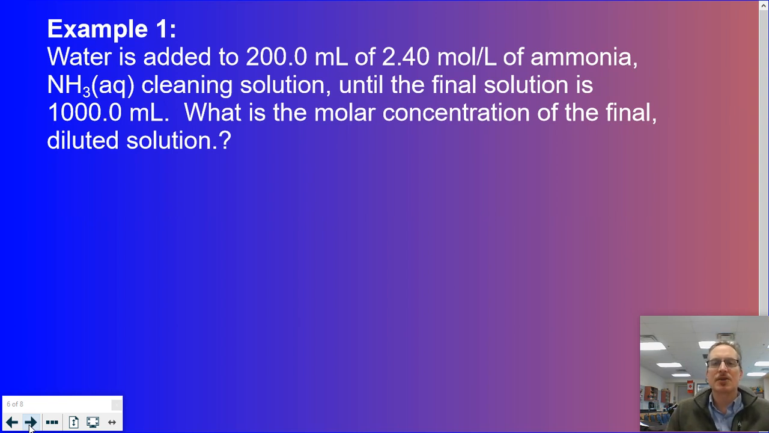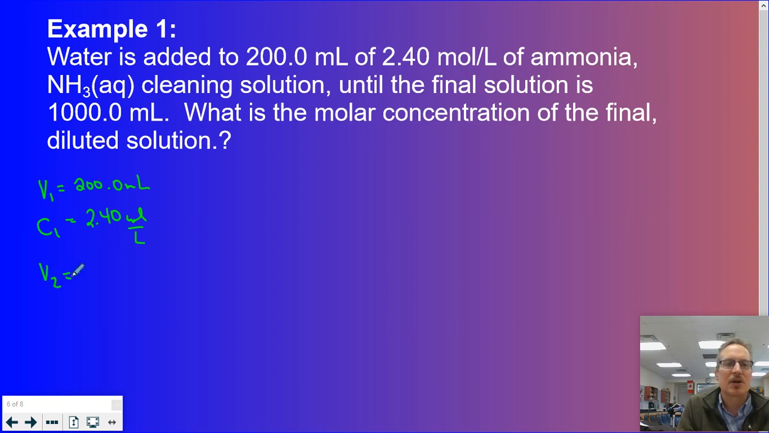What is the molar concentration of the final diluted solution? So let's make our list of variables over here. V1 is going to be 200 milliliters at a concentration of 2.40 moles per liter. And we're going to add water until the final solution, so V2 is going to be 1,000 milliliters. We would like to know what is the concentration of this diluted solution.